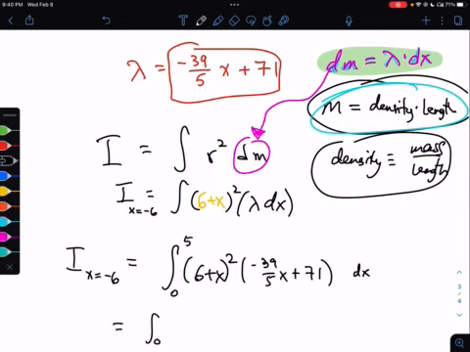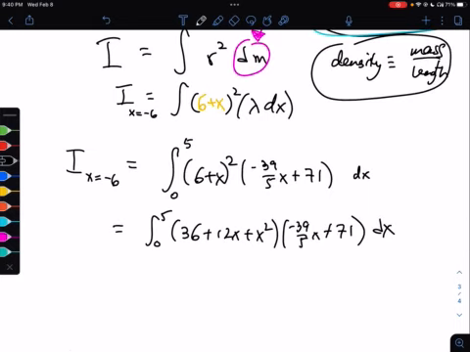And normally with integrals like this, I encourage students to go ahead and distribute first. So there's a 36, there's a 12x, there's an x squared, there's a minus 39 fifths x and a 71. And then we have one more distribute to do. Actually, you know what? Why don't we just type it? By the time you get it all done by hand, you're still going to need the calculator to plug in the 5 anyway, because you're going to plug in the 5 and the 0 and subtract, remember. Okay, so I'm just going to do this on my calculator. I have this button ready to go.